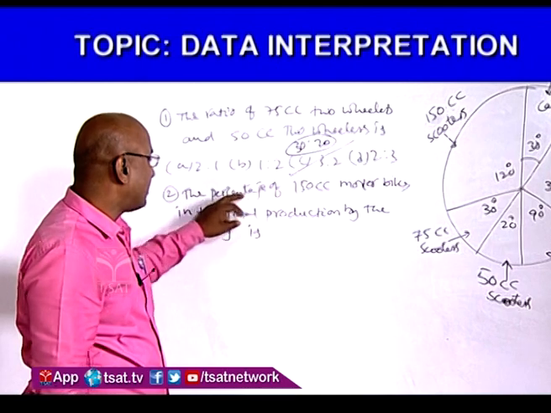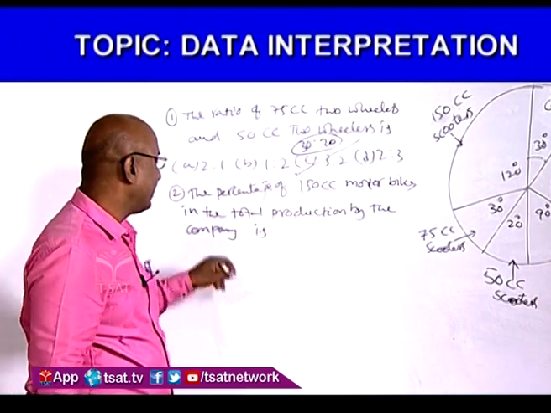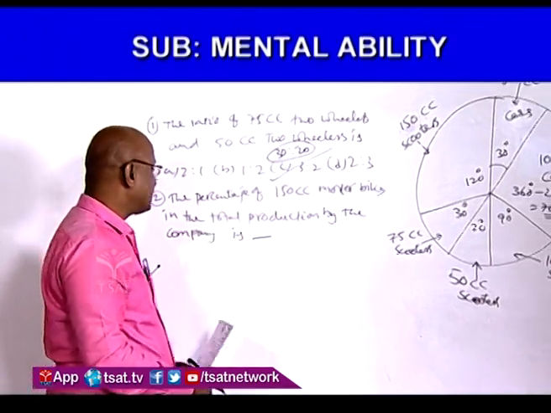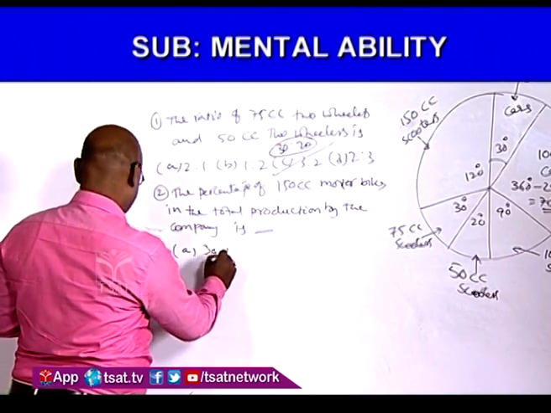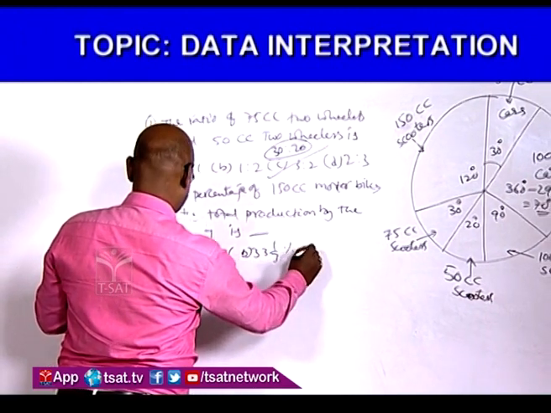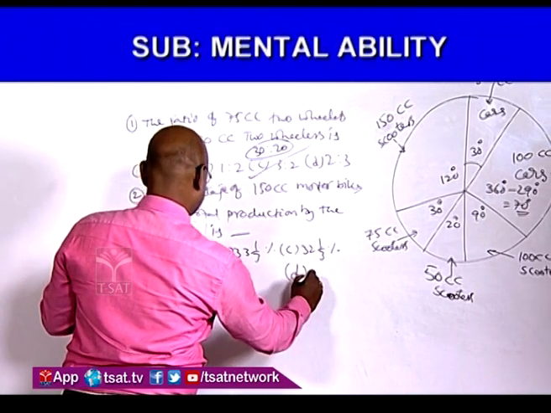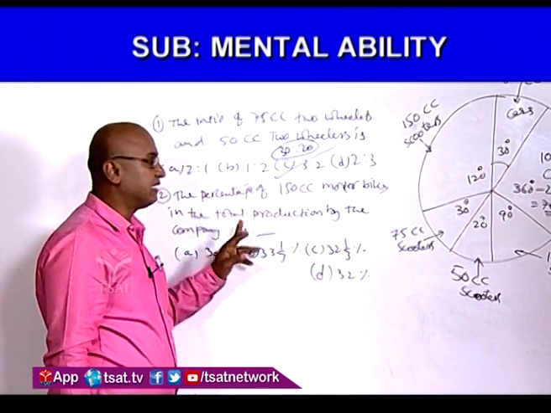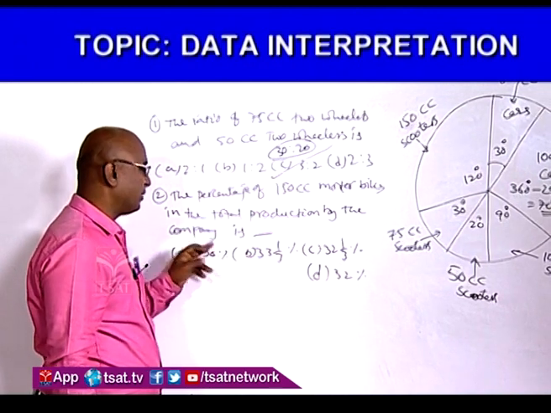Next problem. The percentage of 150cc motor bikes in the total production by the company is. What is the percentage of 150cc motor bikes in the total production by the company? Options are like this: A 30%, B 33 1/3%, C 32 1/3%, and D 32%. See, the values are very near, so we must find out exactly.